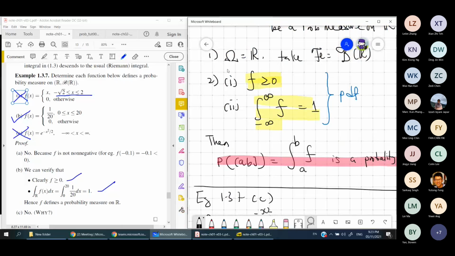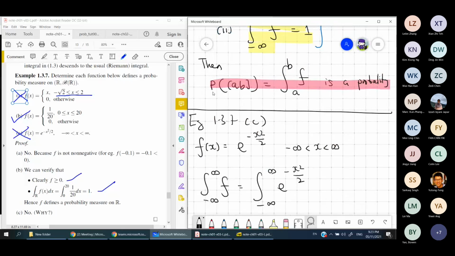So actually, there are only 2 criteria that you need to check. First of all, make sure f is a non-negative function. Secondly, when you integrate f over the whole domain, it must be 1. Once you fulfill these 2 criteria, then you can simply define your P to be this. So this is a probability measure.